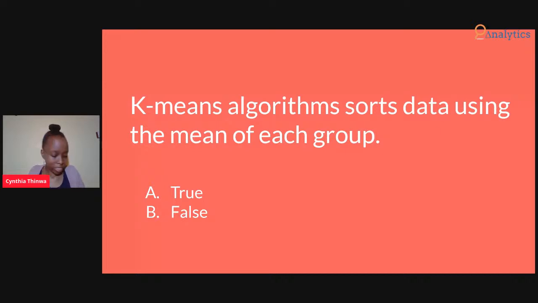All right. So the correct answer is actually true. It does sort the data using the mean of each group.